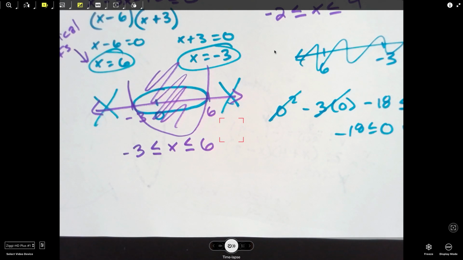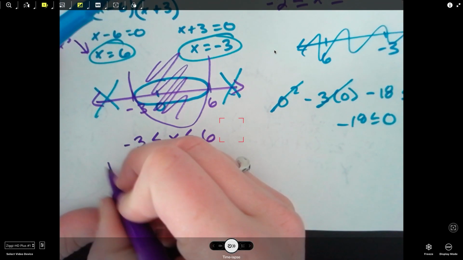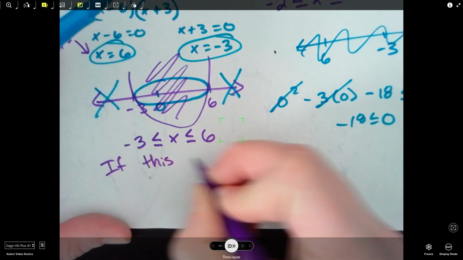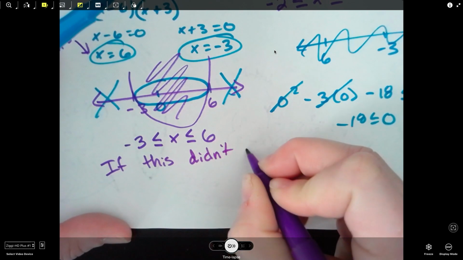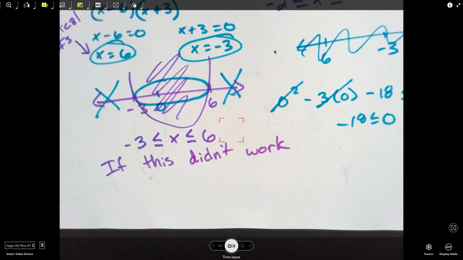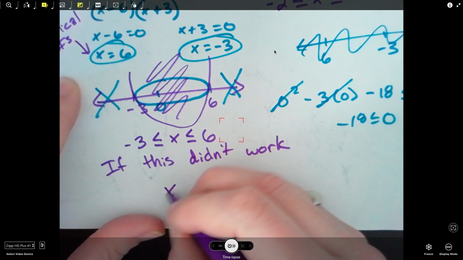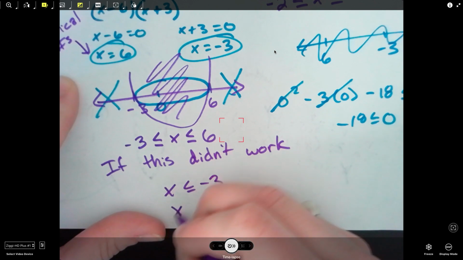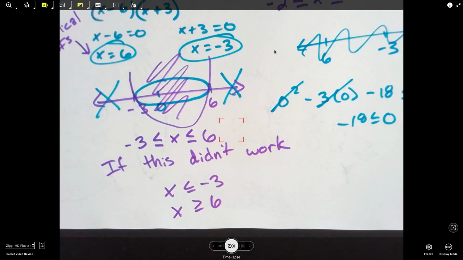What if it's outside? If this didn't work, you basically would have two regions. You would have x is less than or equal to -3 and x is greater than or equal to 6. You're going to write them as two separate pieces. Does that make sense? If you're shading on the outside, you're writing these. If it was positive 18, this would have been the answer.